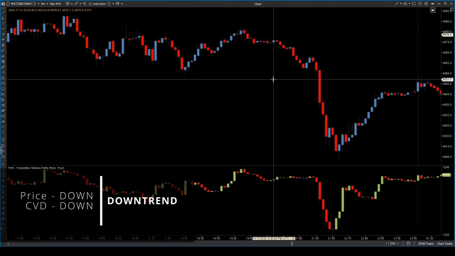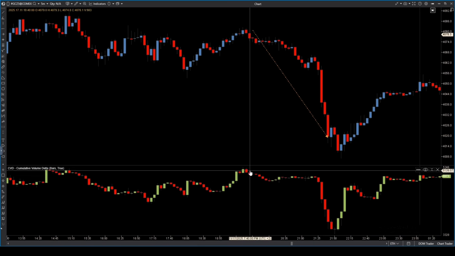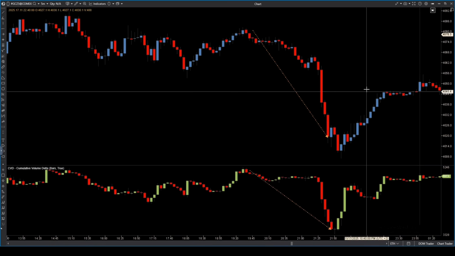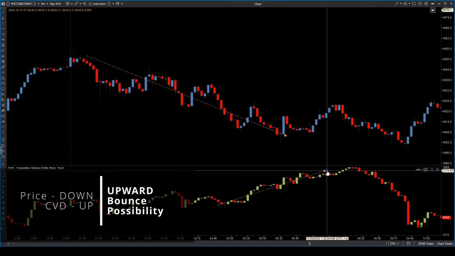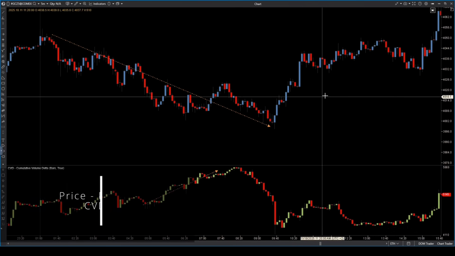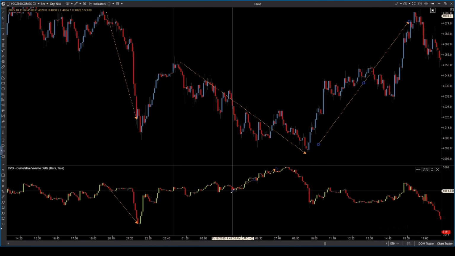Price falling, CVD falling. This downtrend is confirmed by sellers, a logical event when sellers are dominant. Price falling, CVD rising. This is a divergence, a possible upward bounce as aggressive buyers are becoming more active and preventing the price from falling.